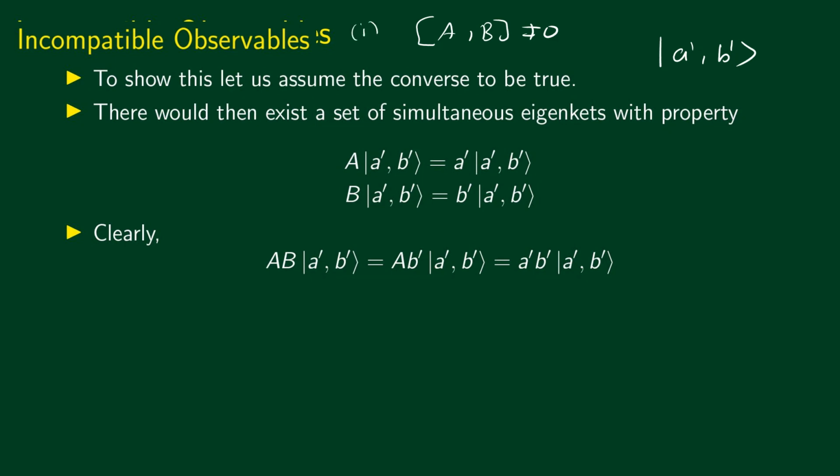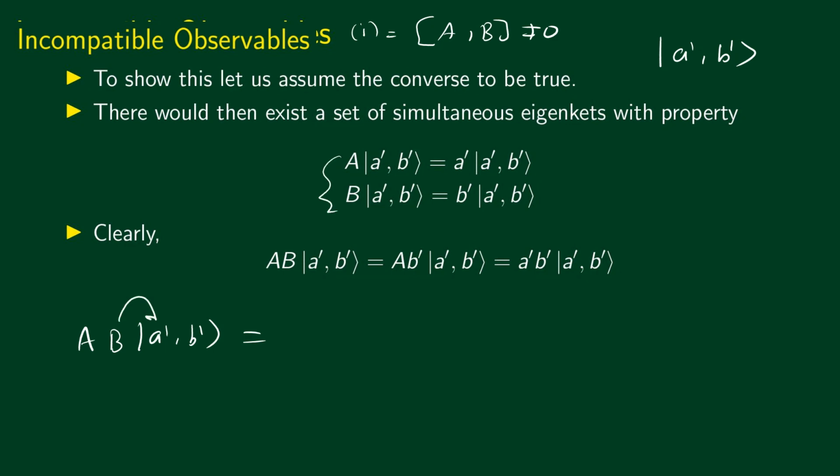The first step is that we are starting with incompatible observables, or non-commuting observables, and we are assuming that they actually have a complete set of simultaneous eigenkets. We label these eigenkets as ket A prime B prime. So these are the corresponding eigenvalue equations. Now let's find AB acting on ket A prime B prime. So we'll use these eigenvalue equations.